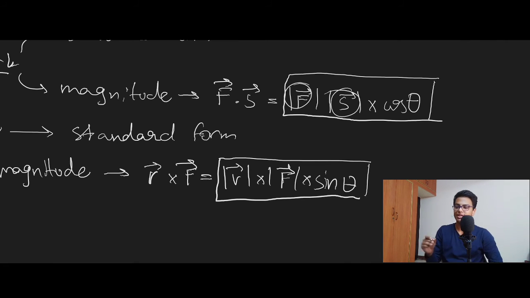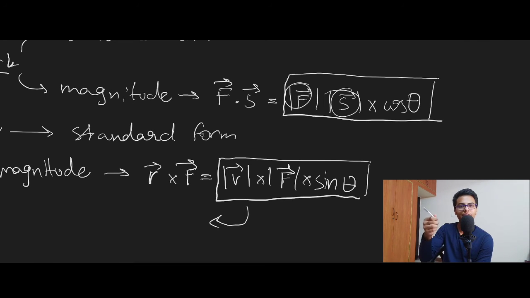All right, I'm going to repeat again. This value that you got over here is the magnitude of the vector that is formed because of the cross product of R cross F, right?